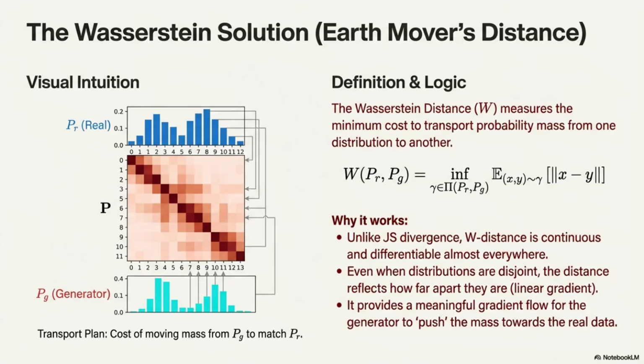Your generated images are a big pile of dirt, and the real images are a hole in the ground you need to fill. The Wasserstein distance is simply the minimum amount of work, the cost of all the digging and hauling, to move that pile of dirt to perfectly fill the hole.